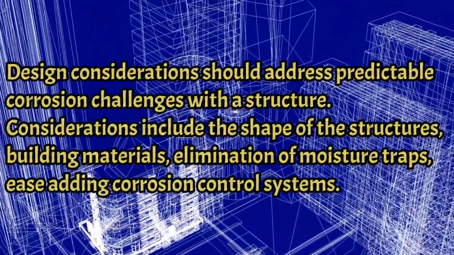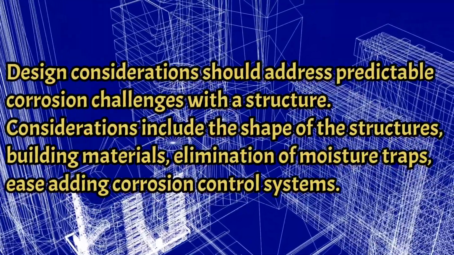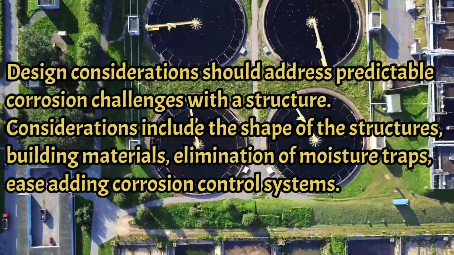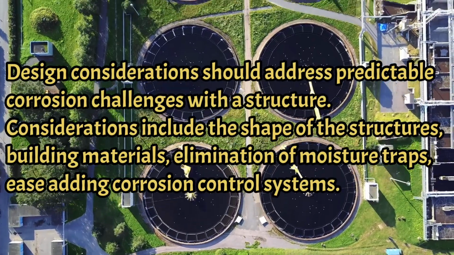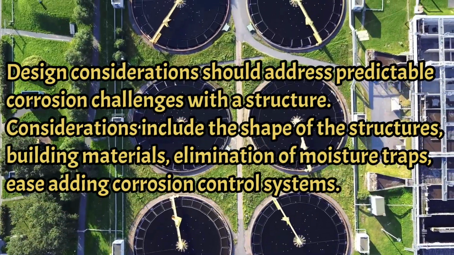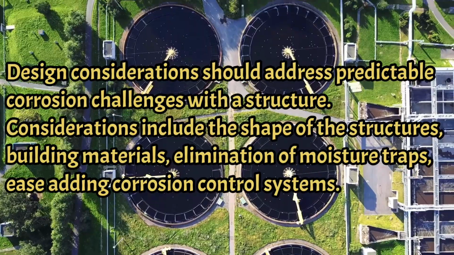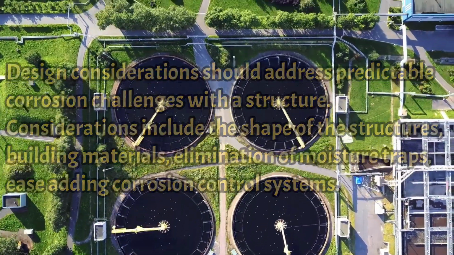Design considerations should address predictable corrosion challenges with a structure. Considerations include the shape of the structures, building materials, elimination of moisture traps, ease of adding corrosion control systems.